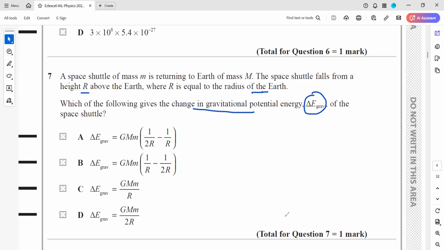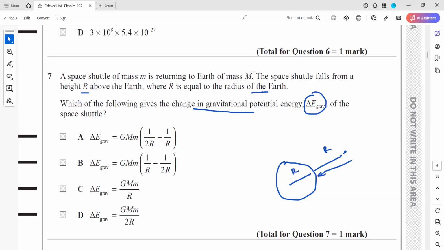If you want the expression: the space shuttle is returning to Earth, and it falls from a height r above the Earth. So this is the Earth, this is r here, the height is r, and this is also r. So it has returned to Earth.